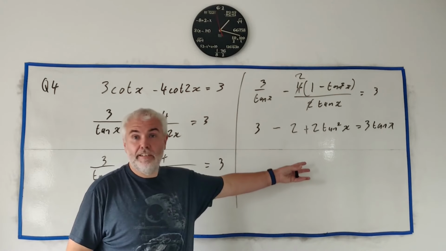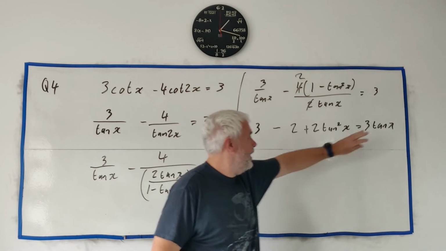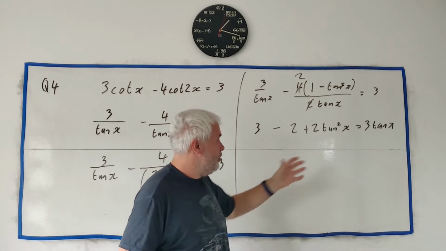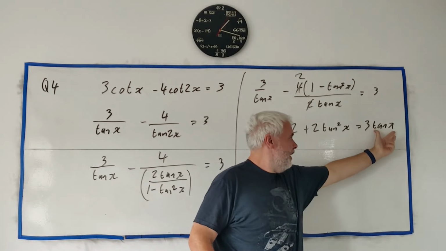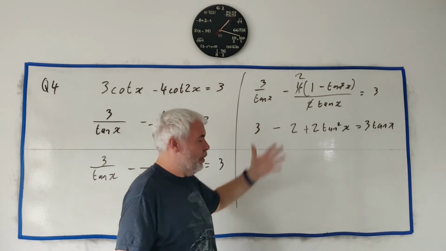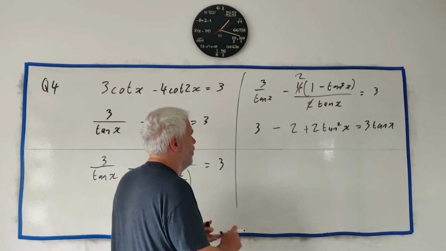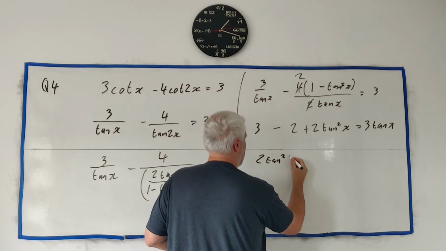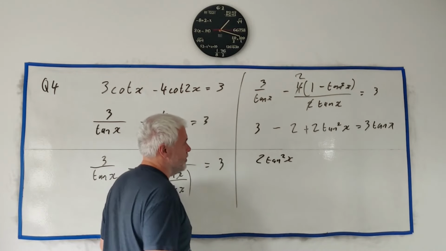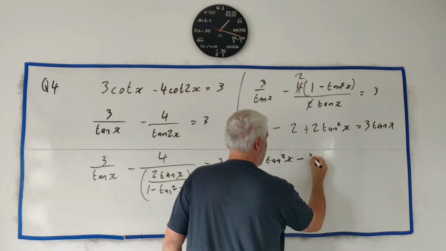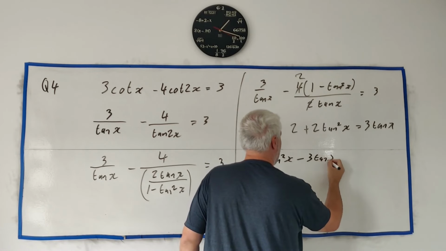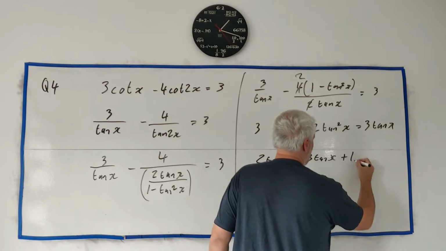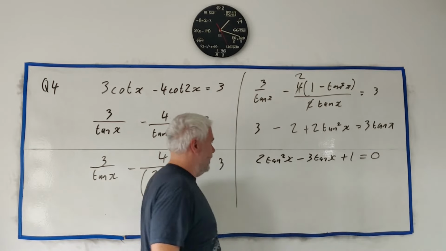Hopefully we're recognizing what this is. It's a quadratic. We have something squared, that's another something, and a term without it. Let's just rearrange this so it looks more normal. We'll have 2 tan squared x first, that's the squared part first. Then we'll take this over and we'll have minus 3 tan x. And let's see, 3 minus 2 is 1, so we just get plus 1. All that equals 0.